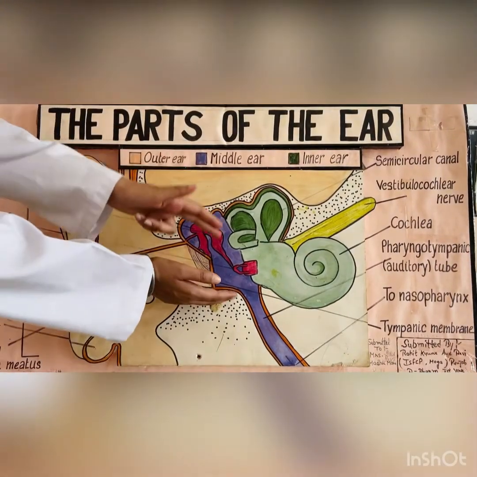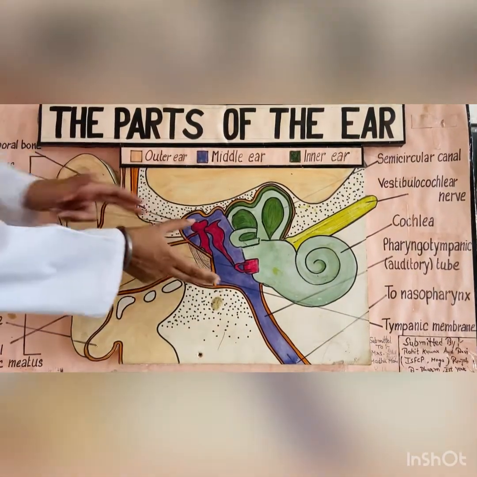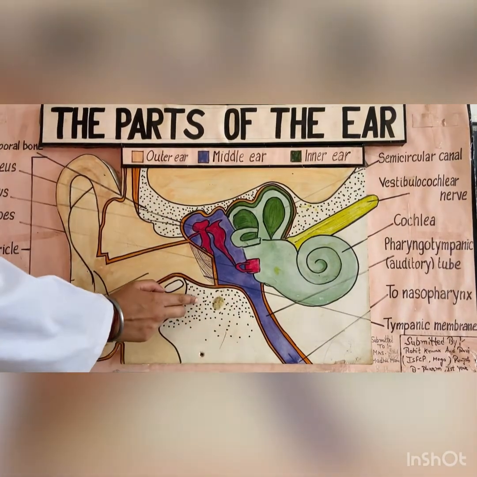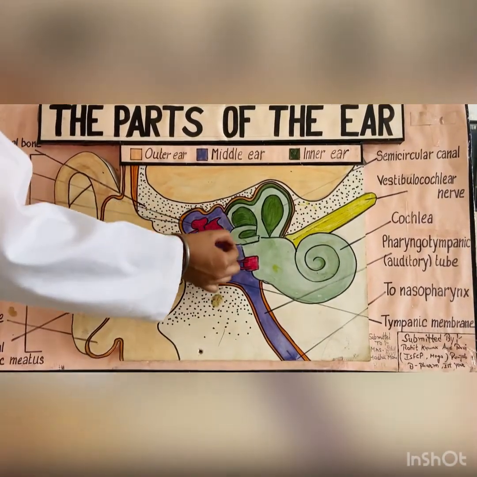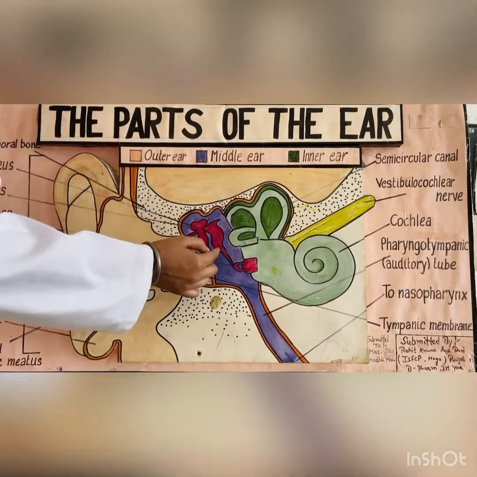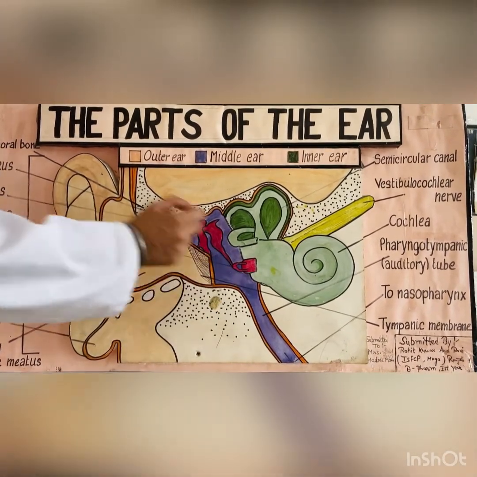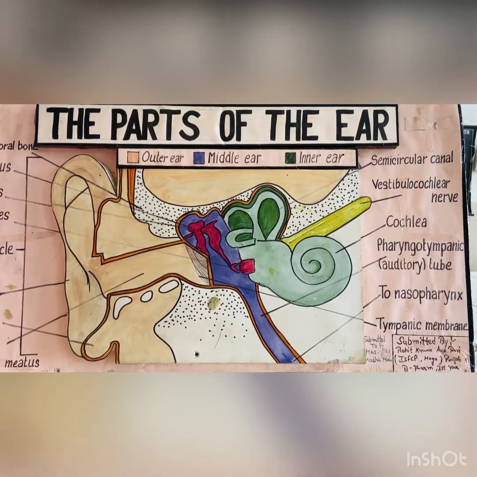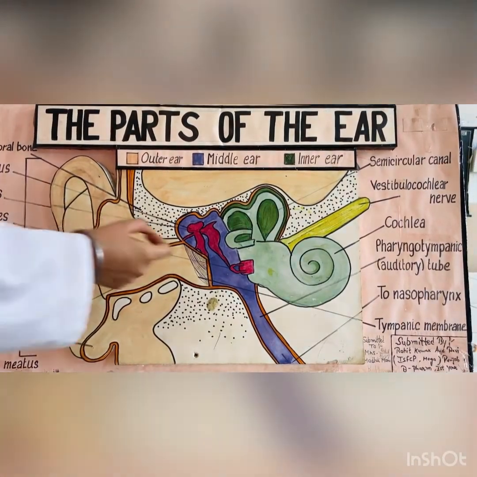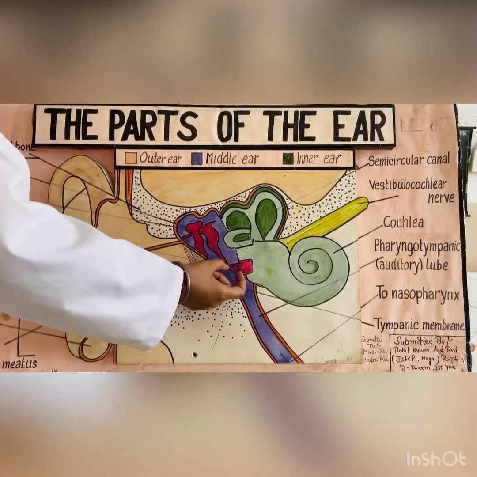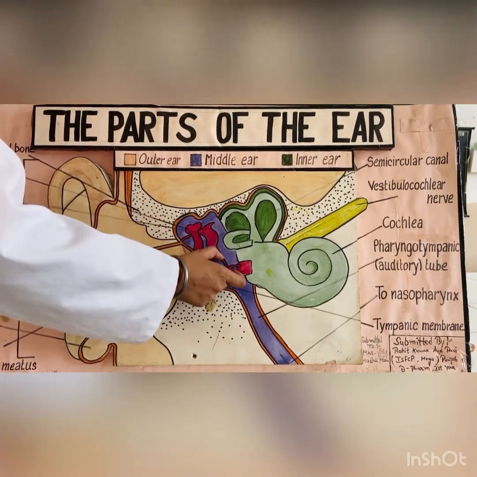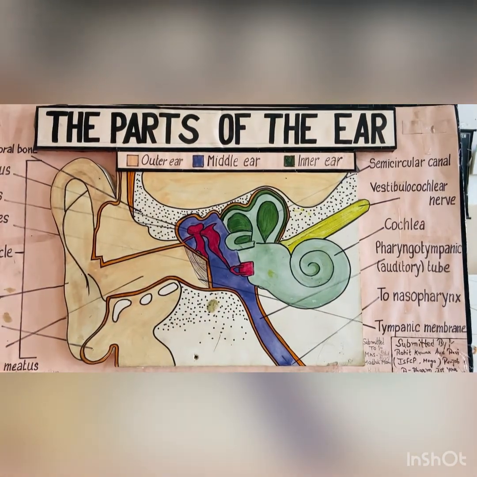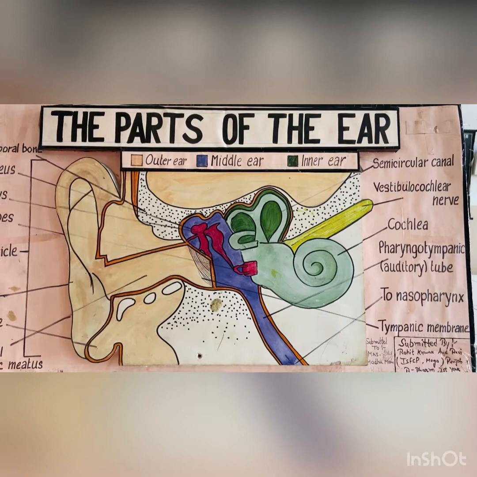The floor and the roof of the middle ear are formed by the temporal bone of the skull, and the medial wall of the middle ear consists of two openings known as the oval window and the round window. The oval window is near the stapes, which is the shortest bone present in the middle ear, and the round window consists of a sheet of fibrous tissue.